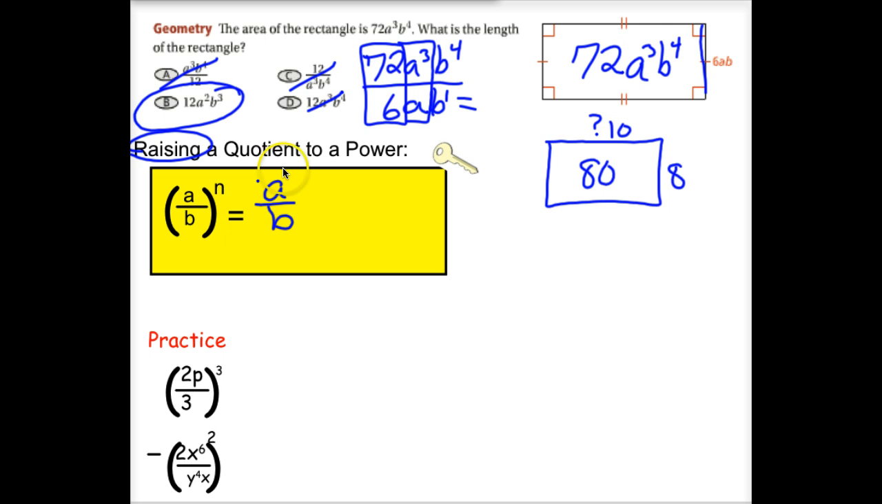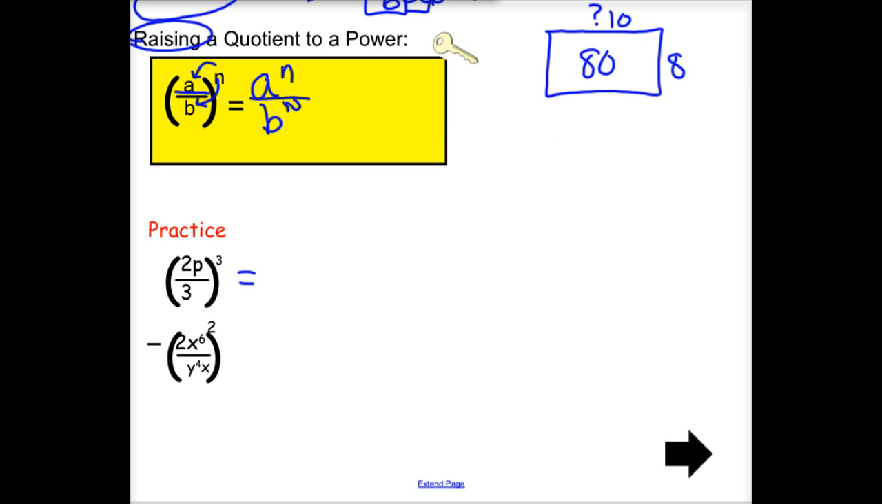What do we do when we've got all of a division to a power? Well, when it was a multiplication, we were able to bring it in. Same thing with division. So we're allowed to just take everything in the parentheses. As long as there's no addition and subtraction going on within the parentheses here, we take that power and we distribute it into everything. This is going to be 2 to the third. This is going to be p to the third. This is going to be 3 to the third.